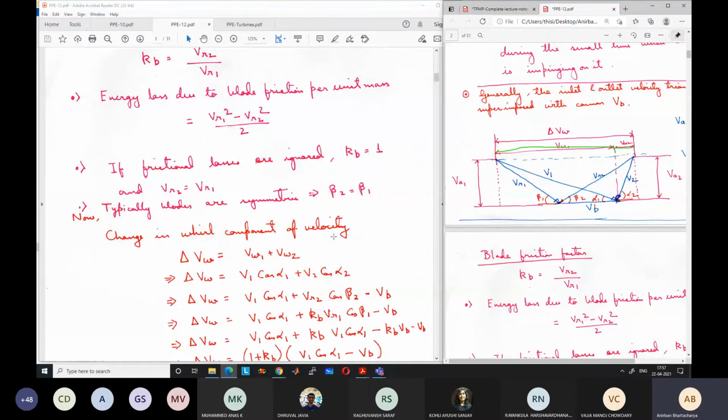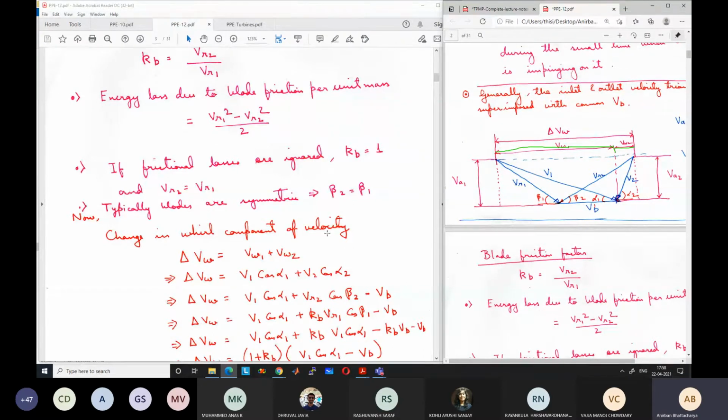Now we are interested in finding the work done by a single stage, because ultimately turbines are used for generating work. The main purpose of all this calculation is to find out the work done. Previously, we were relating the work only with the enthalpy. Now we want to relate the work with actual velocities: V1, V2, VR1, VR2.